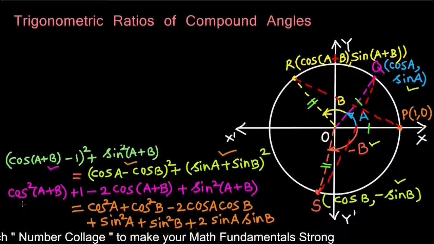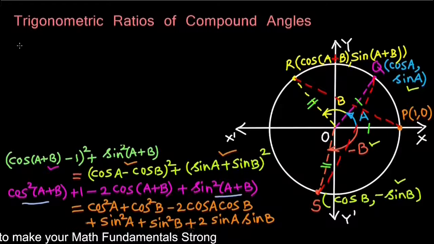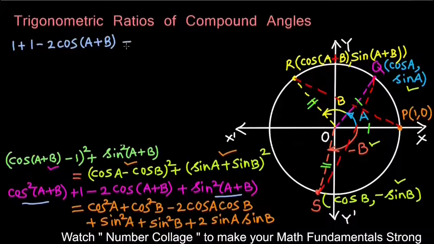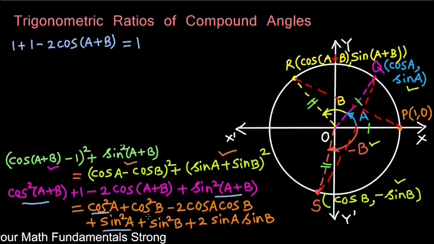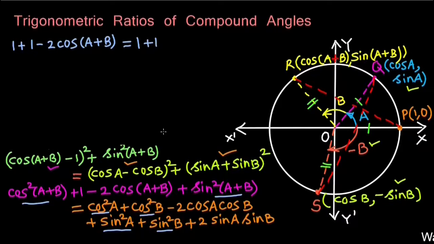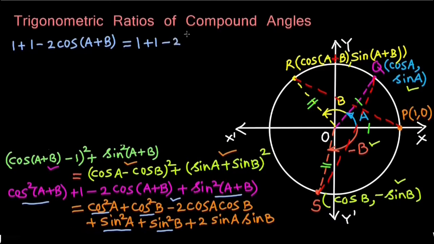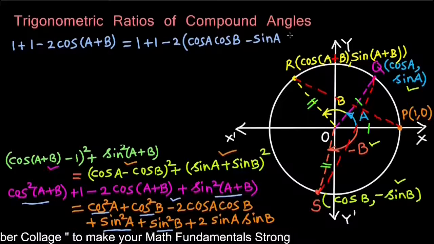Now this cos square (A plus B) plus sin square (A plus B) will be 1, plus this 1 minus 2 cos (A plus B), which is equal to, now cos square A plus sin square A is 1, then cos square B plus sin square B is 1 again, and we will take this minus 2 common from these two terms and write minus 2 in bracket cos A cos B minus sin A sin B.